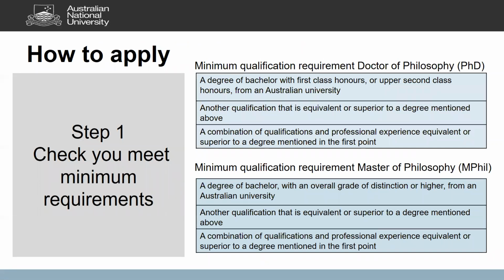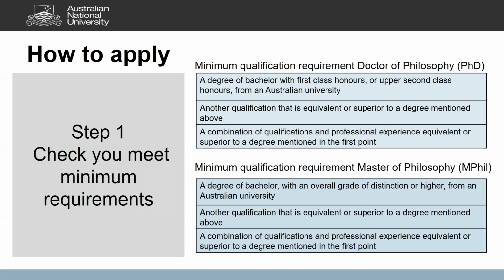The first step is to check that you meet the minimum entry requirements. For a PhD, the minimum entry requirement is an Australian Bachelor Honours degree with first-class honours or upper second-class honours. However, if you don't have that specific degree, your international or Australian qualification can be deemed as equivalent to an honours degree. Or it could be a combination of your qualification plus relevant work experience or publications that the research school will deem as equivalent to an Australian Bachelor Honours degree.